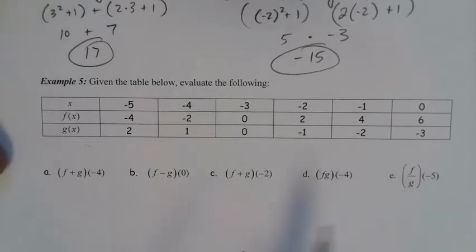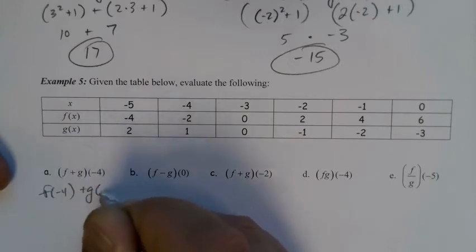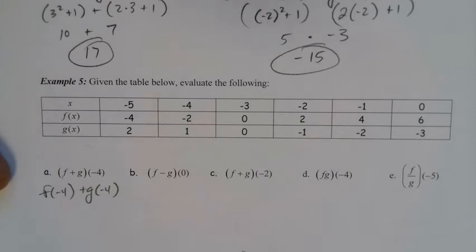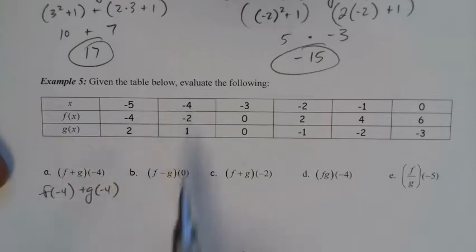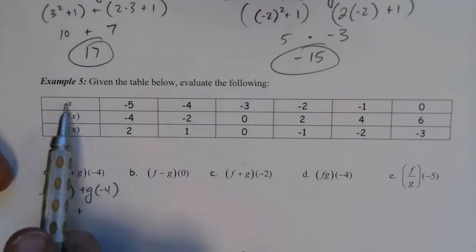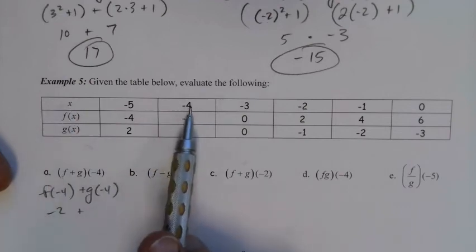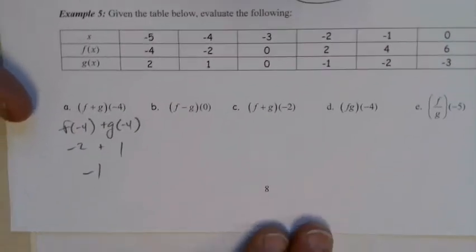So let's look at all these. F plus g of negative 4. That's telling me to find f of negative 4 and add g of negative 4. Well, f of negative 4 says when x is negative 4, so that's right here, what's f? So when x is negative 4, f is negative 2. Plus g of negative 4, when x is negative 4, what's g? That means I get a 1. Negative 2 plus 1 is negative 1. That's it. It's that easy, guys, really.